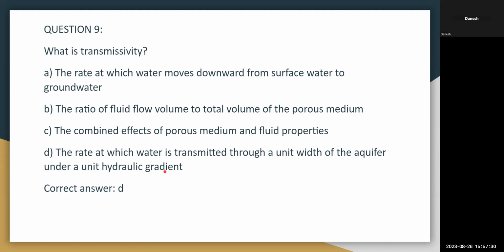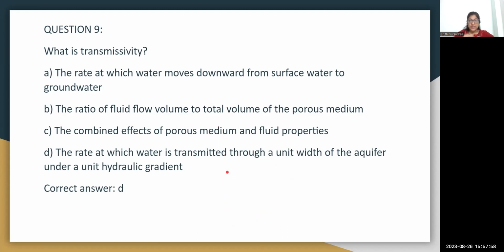Madam, I think it is correct, because we say T is equal to K into the thickness B of the aquifer. Okay, madam. Right. So through a unit width of the aquifer, the thickness is what they mean when they say unit width of the aquifer. Right, it is correct.